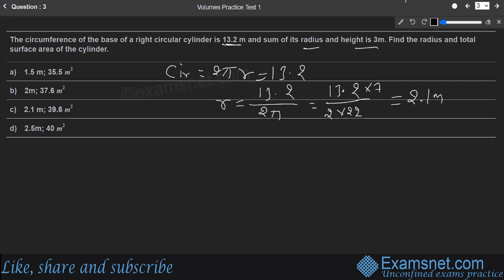Then he says the sum of its radius and height is 3 meters. So that's the radius plus height is actually 3 meter. That's what he has said. Now, he wants us to calculate the total surface area. Radius we have already calculated to be 2.1 meter.